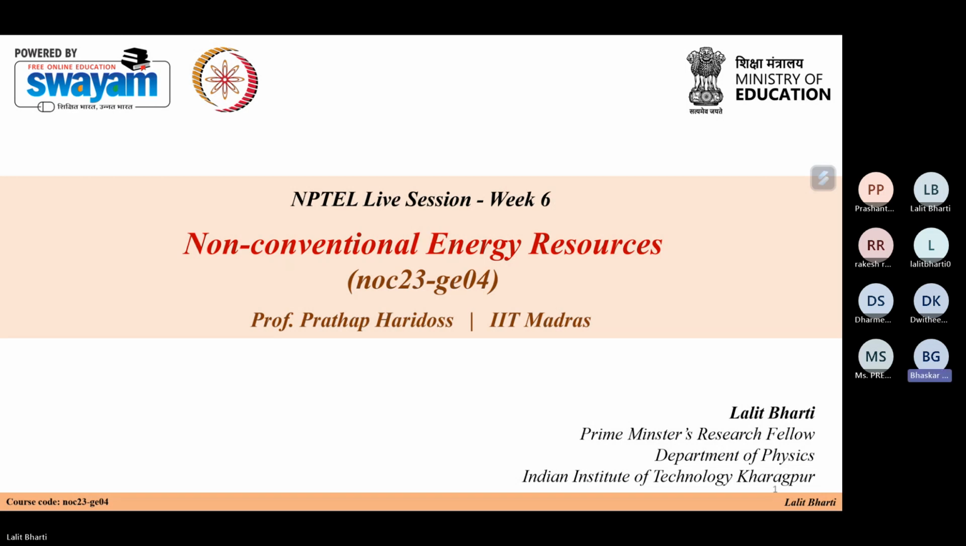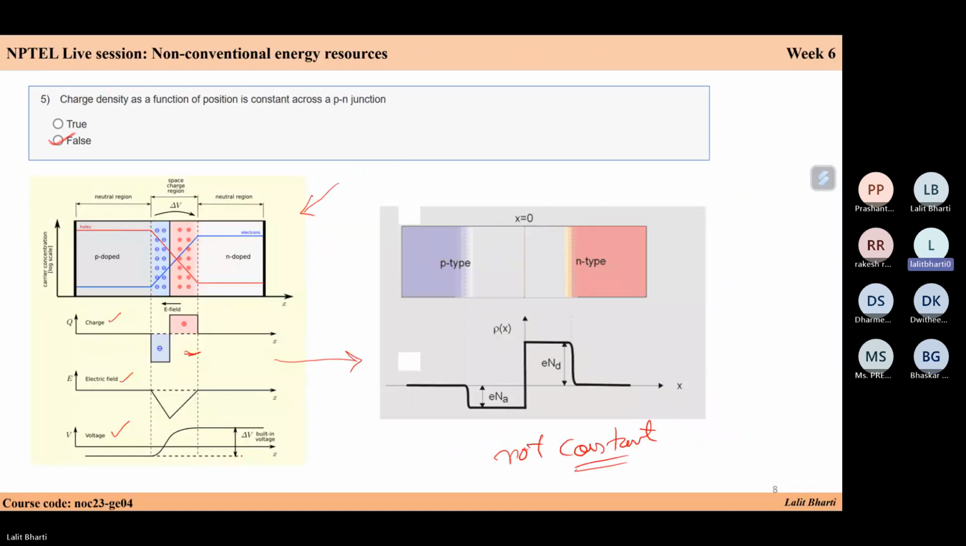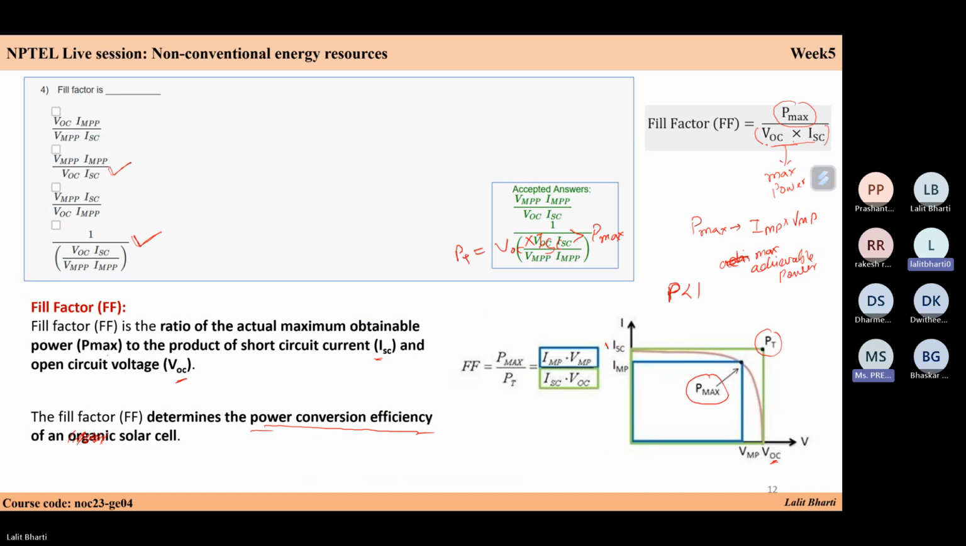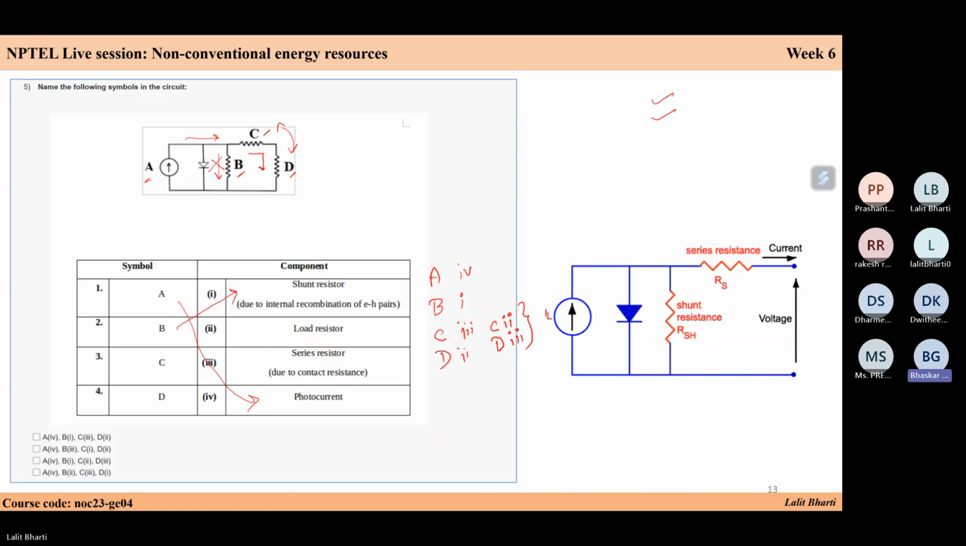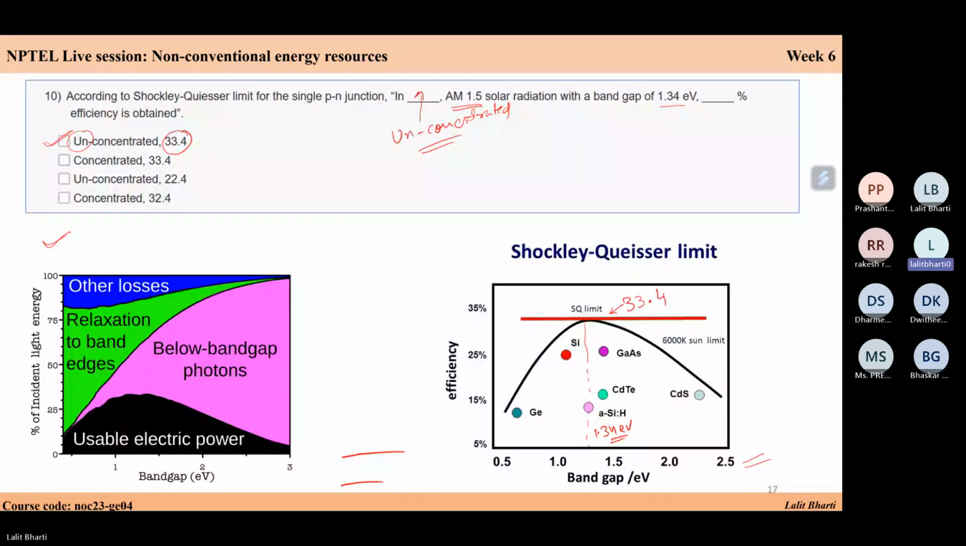Sir, the ninth question was missing, right? Ninth question, I guess, yes, it was missing. The question is: if the refractive index of glass and air is 1.5 and 1 respectively, then what should be the ideal refractive index of the anti-reflective coating material?